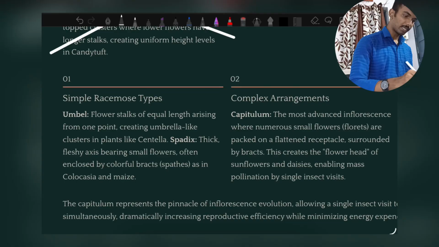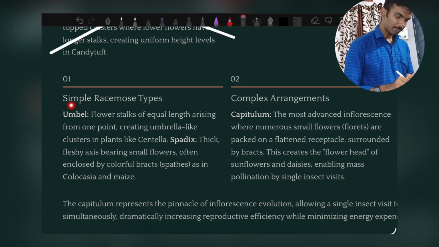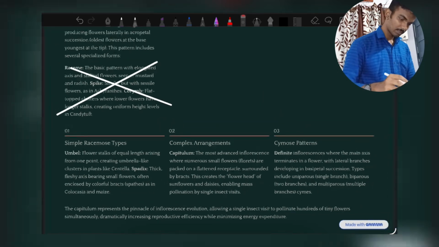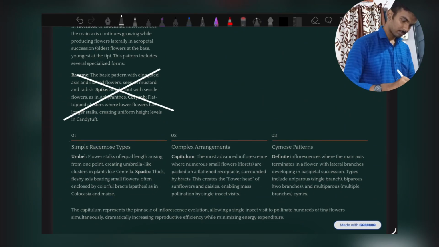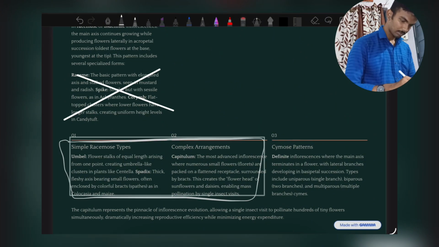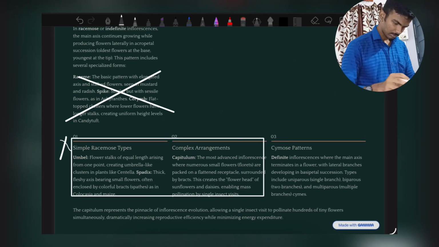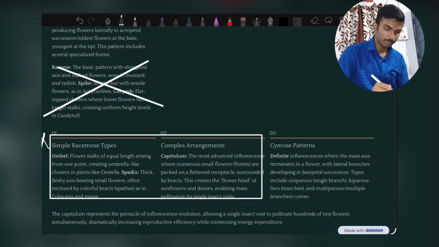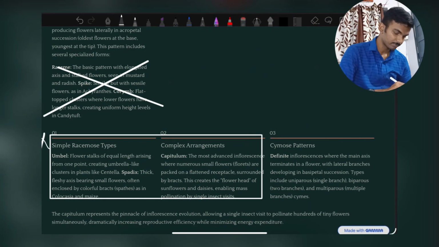Now, simple racemose types. Umbels, spadix, complex arrangement. Capitulum, the most advanced inflorescence, where numerous small flowers, florets, are packed on a flattened receptacle. The capitulum represents the pinnacle of inflorescence evolution, allowing a single insect visit to pollinate hundreds of tiny flowers simultaneously, dramatically increasing the reproductive efficiency.